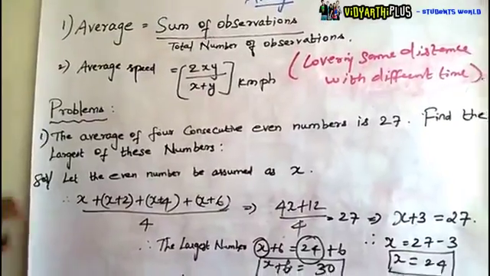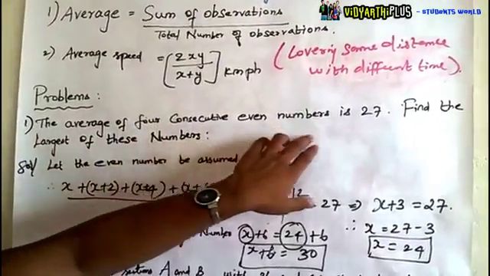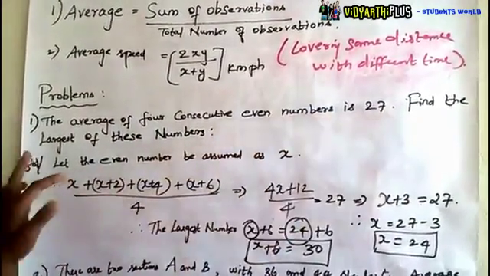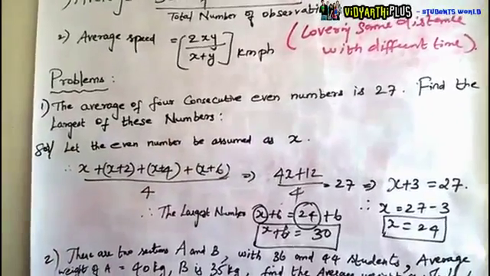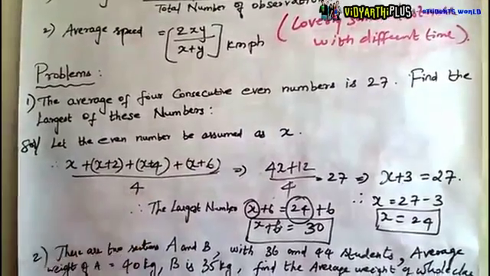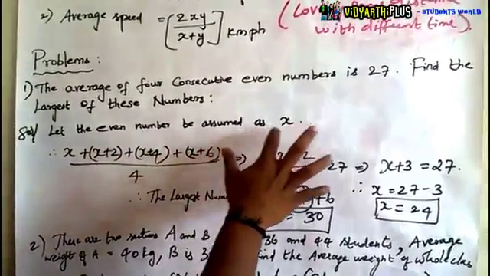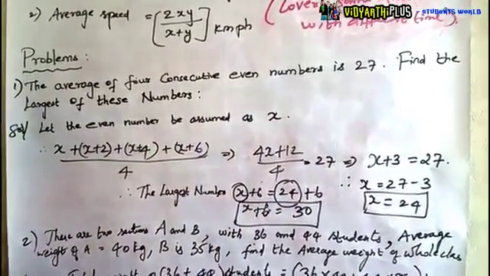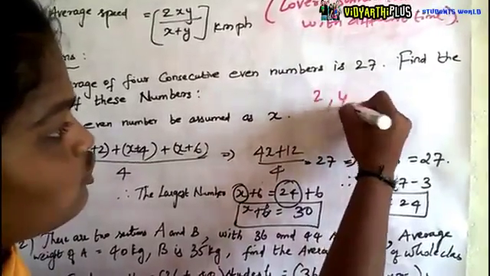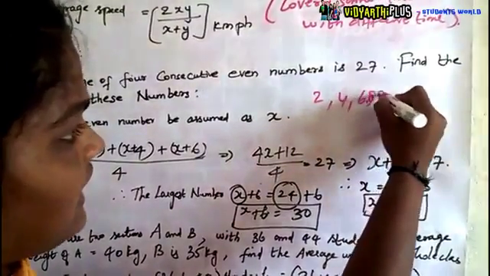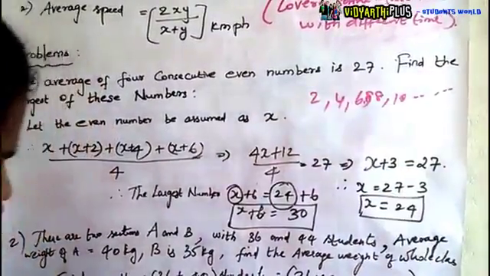The first problem: the average of 4 consecutive even numbers is 27. Find the largest of these numbers. For finding the answer, first we have to assume the number. Let the even number be assumed as x. As we all know, even numbers increase by 2: 2, 4, 6, 8, 10 and so on.